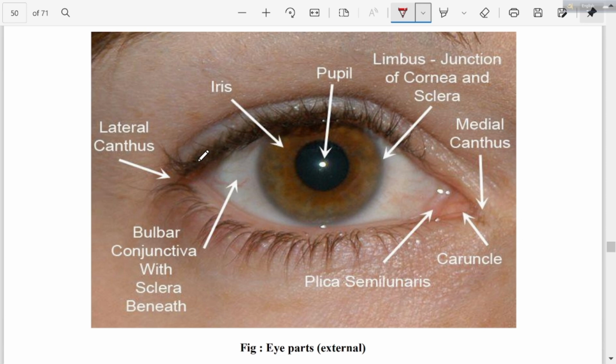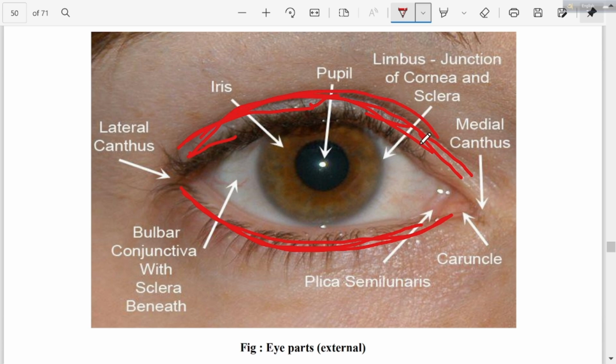So here you can see that this is a human eye. Basically the human eye and the animal eye are almost similar. There are some minor differences between them, but almost they are similar. Here we can see this superior part, which is called the superior eyelid. Basically there are two types of eyelids. One is the superior eyelid, and this one is located in the inferior region, that's why it is called the inferior eyelid.